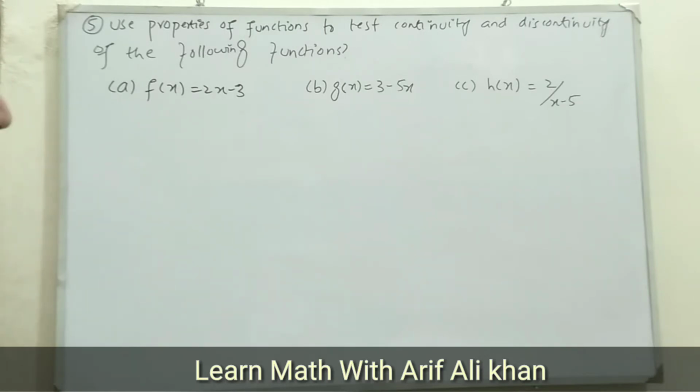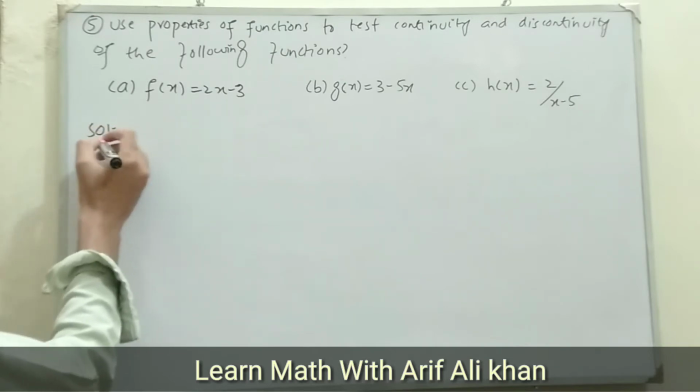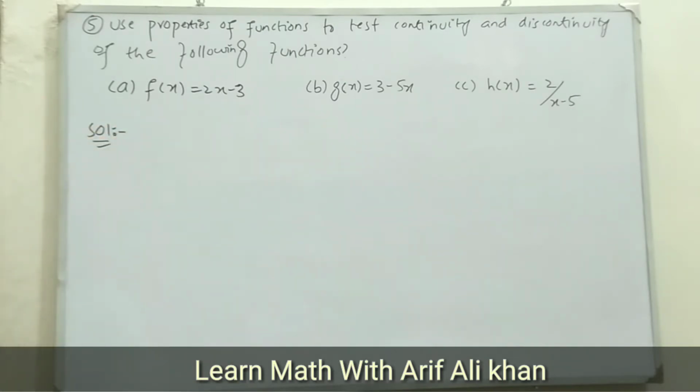Continuous functions are those functions in which the function gives a specific value and each function is defined for all the real values. And discontinuous functions are those functions which are undefined at a specific value. So let's move toward the solution of part A. You will understand continuous and discontinuous functions very easily.